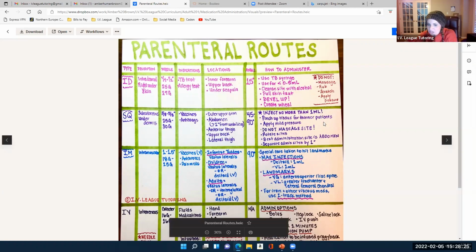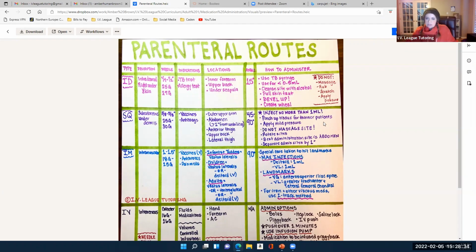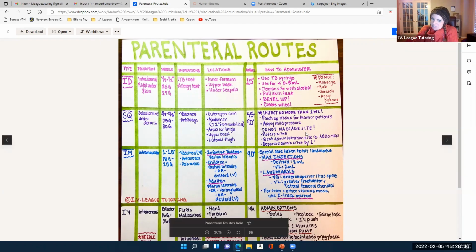If you have a very thin patient, make sure you pinch up the tissue, because a regular size SubQ needle will go too deep for your really skinny patients, or like little ladies, you know. Do not massage the site. Never massage sites after we give something. It can cause tissue damage.